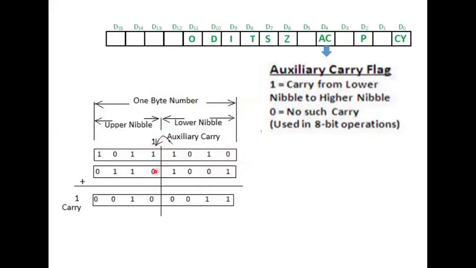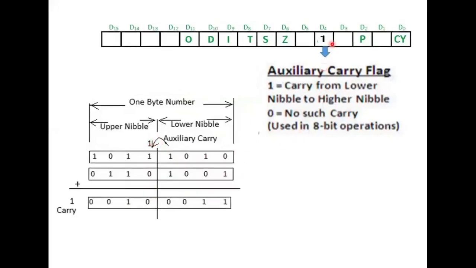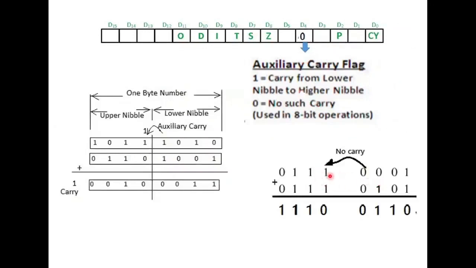See this one, in this addition we are getting carry, so your auxiliary flag will set. Now it is indicating 1, right? Another example, here also we are performing 8-bit addition. But in this example, after the lower nibble, I am not getting any carry, so your auxiliary carry flag is indicating 0. I hope you understand the difference between carry flag and auxiliary carry flag, and when the auxiliary carry flag will set and when it will reset.